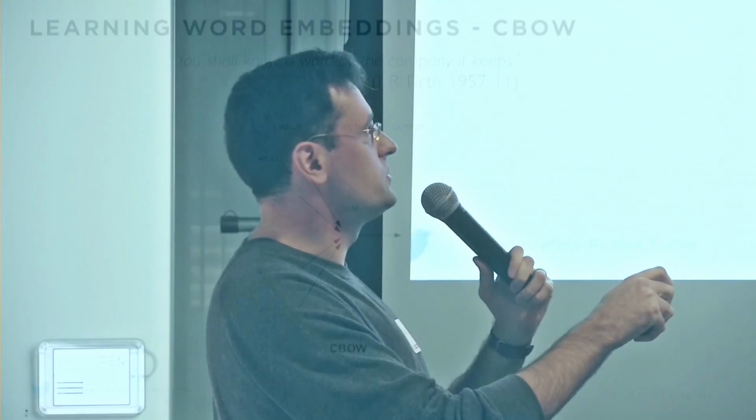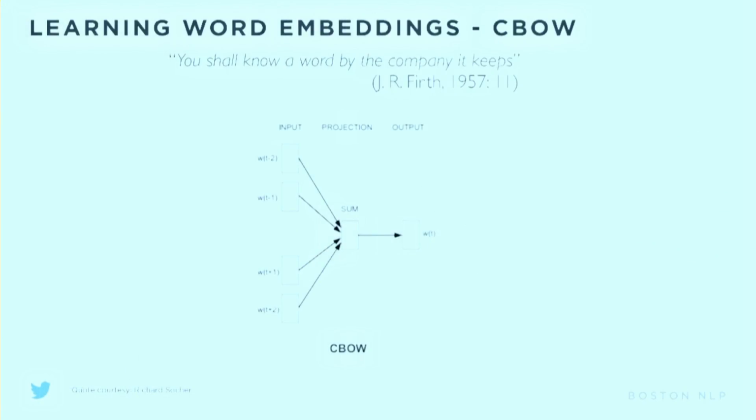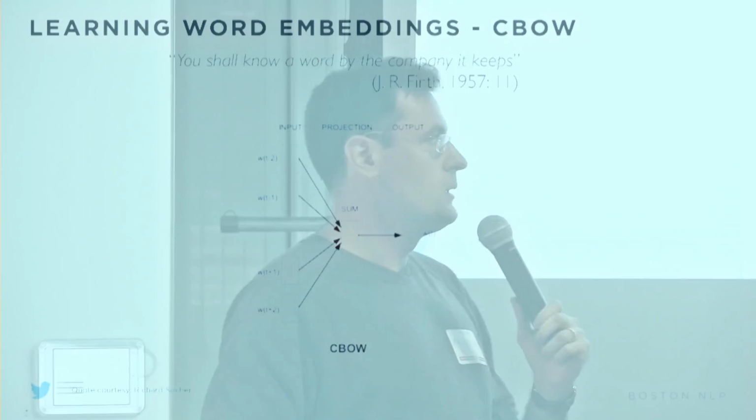To take the words to the left, so 2 to the left, 1 to the left, 1 to the right, 2 to the right, and sum the vectors that represent those words. And then that should be used somehow to predict the word that I took out here. So that's the core idea behind CBOW. This is what lots of folks use to build word embeddings for doing sentiment classification, for doing abuse detection. It's a foundation upon which we do a lot of deep learning on text.